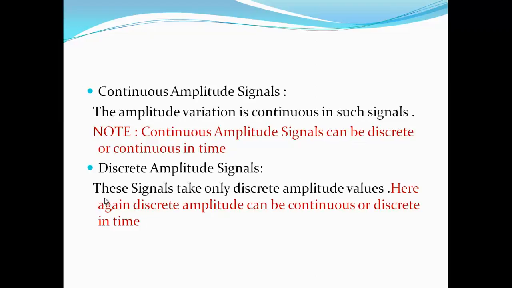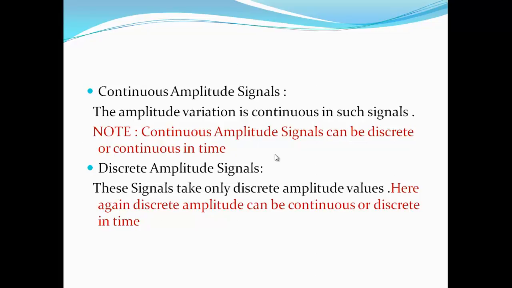Then you have continuous amplitude signals. Now the amplitude variation is continuous in such types of signals. Continuous amplitude signals can be either discrete or continuous in time. So we are not considering the time now, we are only considering the amplitude.